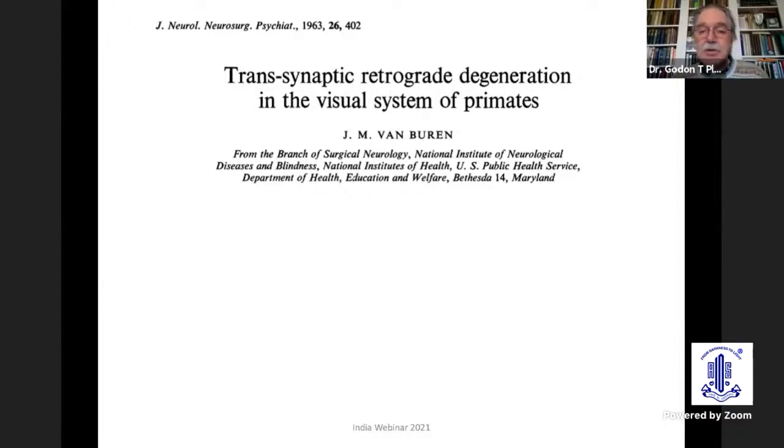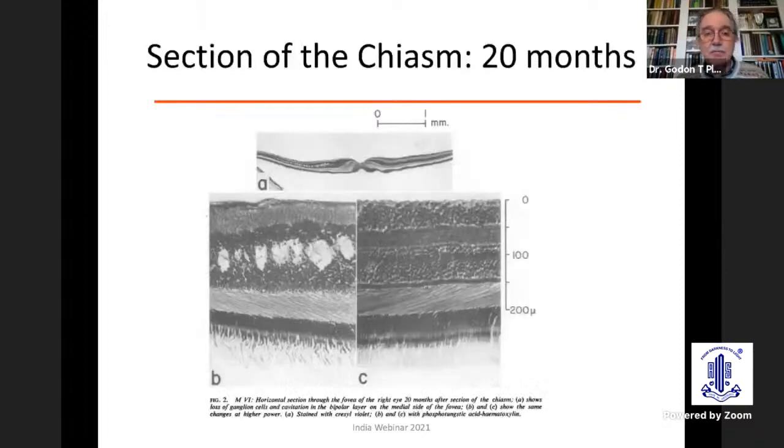And I was also aware of this interesting study from the 60s by Van Buren, who had sectioned the chiasm in primates and looked at the retina 20 months later. And as expected, this is retrograde degeneration. There were no retinal ganglion cells on the nasal hemiretina, but also this cystic change in the internuclear layer. We'll come back to that later.